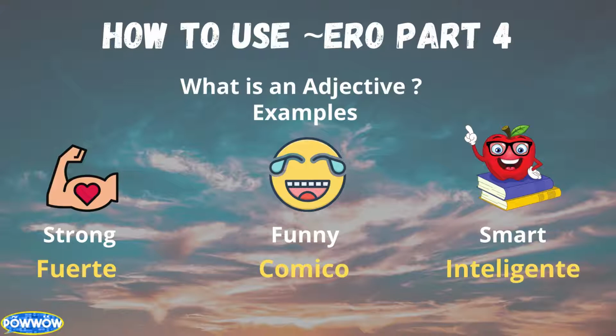We have strong. So, strong in Spanish is fuerte. And then we have funny. Funny in Spanish is cómico. And then we have smart. Smart in Spanish is inteligente. And these are words that can describe a person. They could describe a situation that happened. That's what adjectives do. Adjectives describe something.